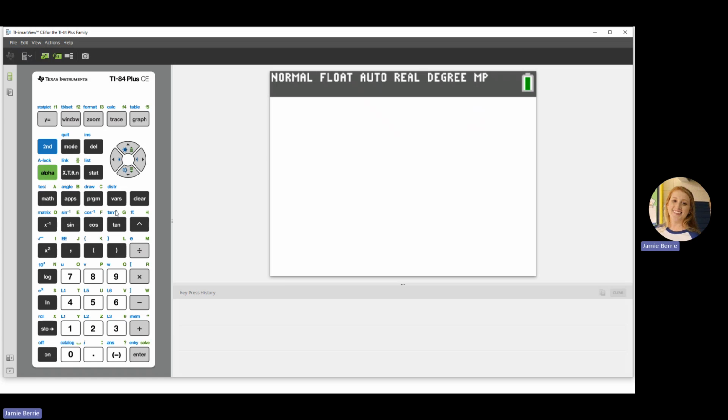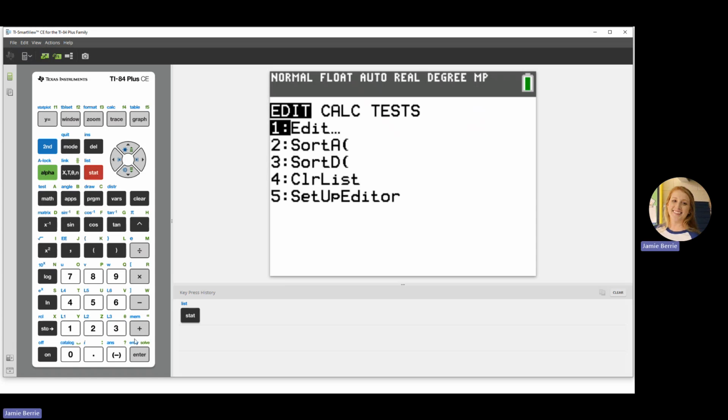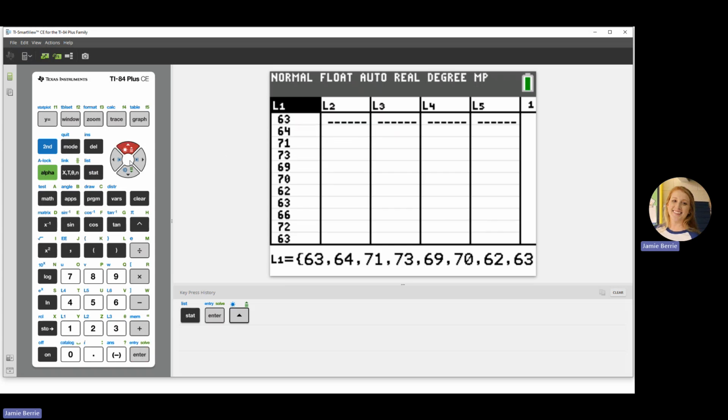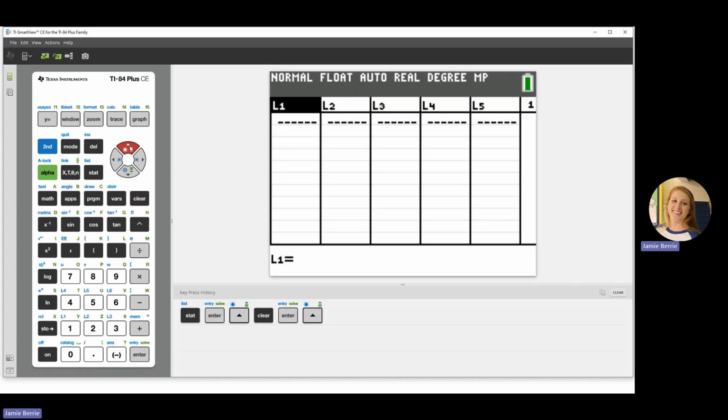We're going to use the same buttons that we used back in chapter 3. We're going to hit the stat button, which is right here, sort of diagonal down to the left from that little arrow button. Then you're going to go to edit, which is option number 1. You're going to clear out anything that you have in your list. Remember how we do that? We go to the very top and we hit clear enter. It's going to clear out the entire list. You got to go all the way to the top, make sure the name of the list is highlighted, and then hit clear enter. All right, so I'm just going to type my table in here.